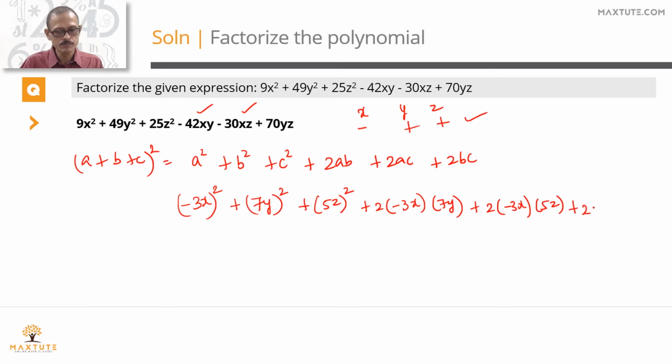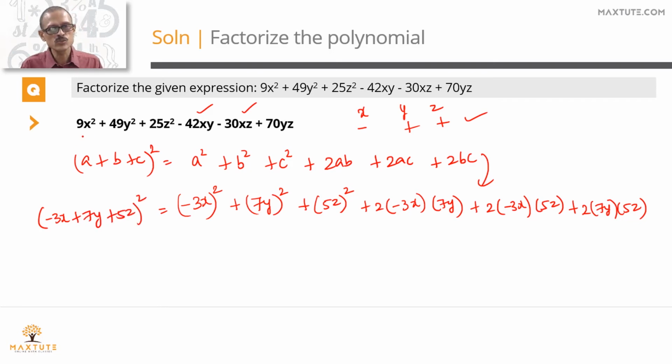2 times b is 7y and c is 5z. Does this make sense? 7 into 5 is 35, into 2, 70. Positive 70yz. So this basically resembles this a square plus b square plus c square plus 2ab plus 2ac plus 2bc. What is a? Minus 3x. What is b? 7y. What is c? Plus 5z. So if these two are one and the same, the left hand side should also be the same. The left hand side therefore is going to be minus 3x plus 7y plus 5z the whole square.